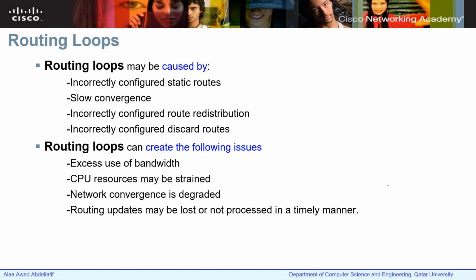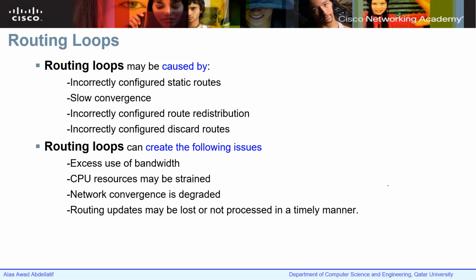So by mistakes, I add this information wrong. This information may cause some loops. Incorrectly configure routes, so I can make wrong routes, or incorrectly configure a discard route. One route is removed, but when I try to reconfigure or put this route, I put, for example, another route. I didn't remove the correct route. This is the main reasons of routing loops.